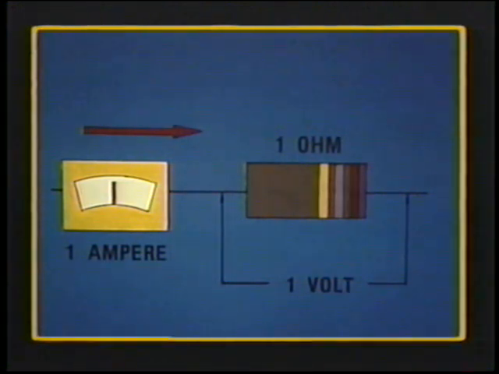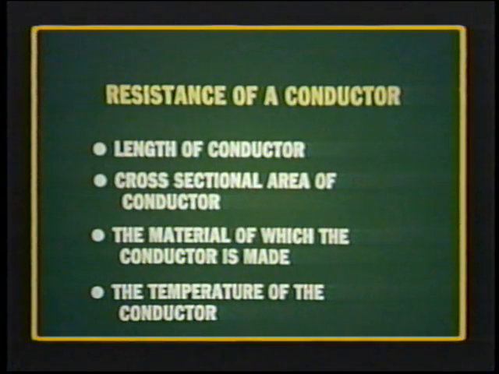Opposition to current flow is measured in ohms. 1 ohm is the resistance that would generate an electrical pressure of 1 volt for each ampere of current flowing through it. The opposition or resistance offered the flow of electrons by a conductor is determined by its length, its cross-sectional area, the material from which it is made, and its temperature, and is expressed in ohms.